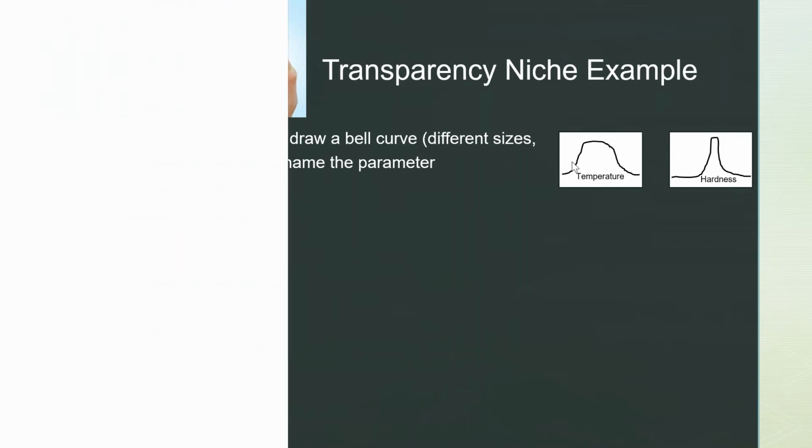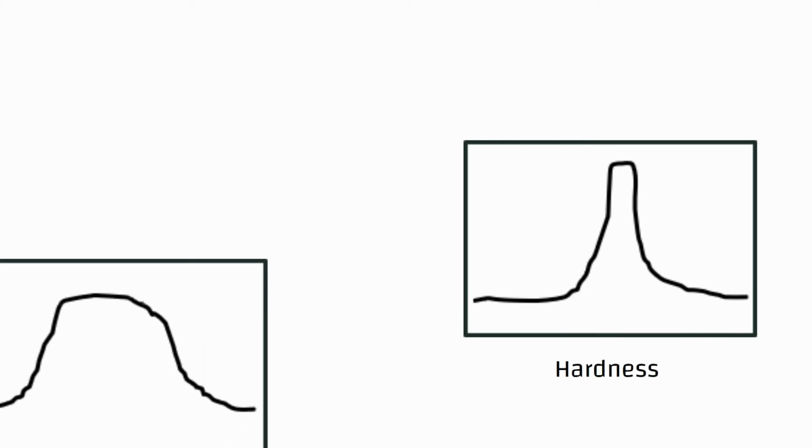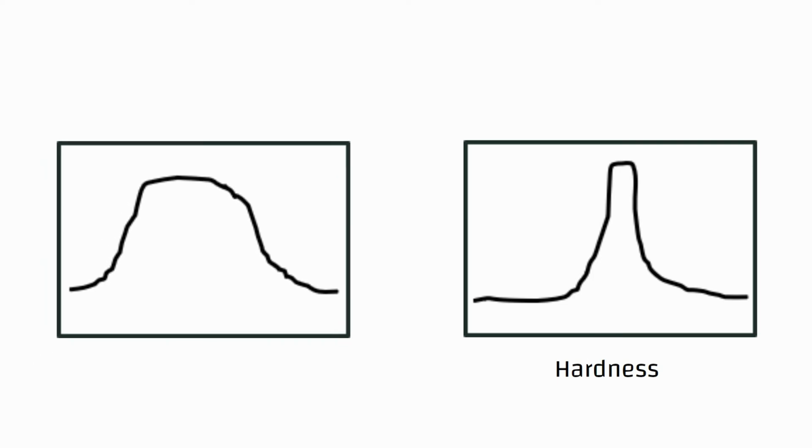So let's see if this works. I'm going to show you 2 that I chose here. All right, I've got kind of a skinny one and one that's a little fatter. And then with each, place a dot inside the curve, okay? And this dot is going to represent where the environmental condition is, okay?